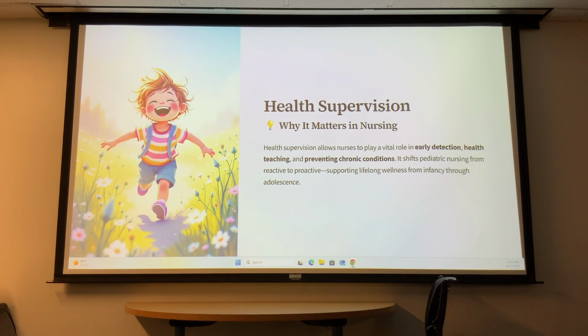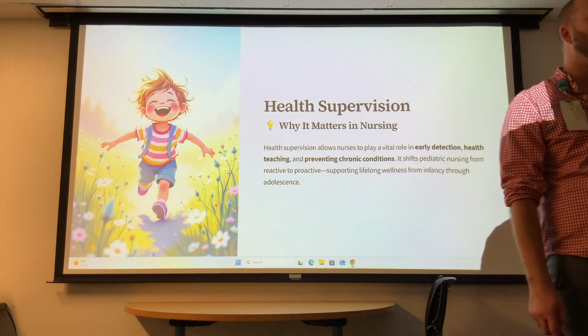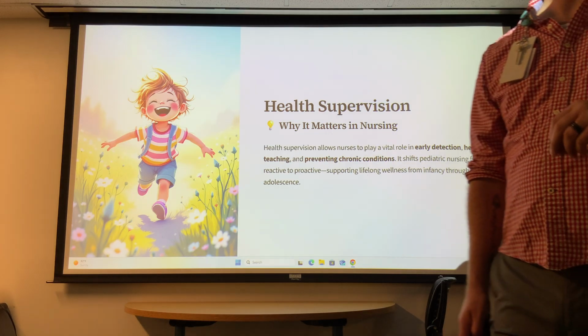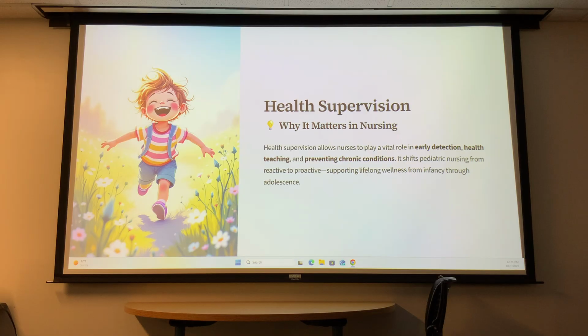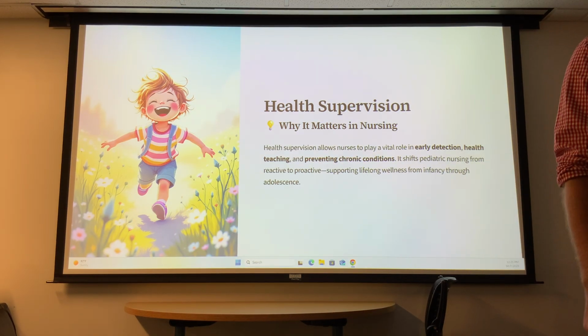Where early detection, teaching, and preventing chronic conditions really plays a role, right? So we're moving from a reactive role to a proactive role. When they come into the hospital, we're in a reactive state. We're reacting to an illness that they already have or that they're presenting with. Whereas with health supervision, we're really looking at preventing those things from happening so we don't have to move into a reactive role, okay?